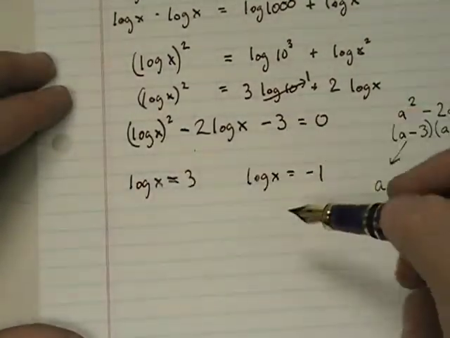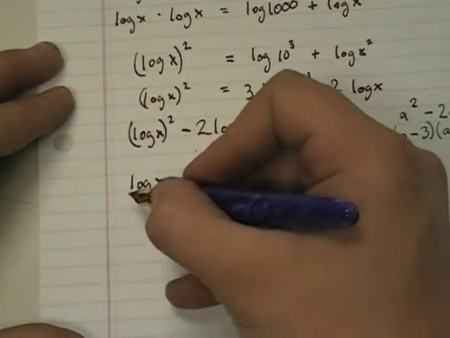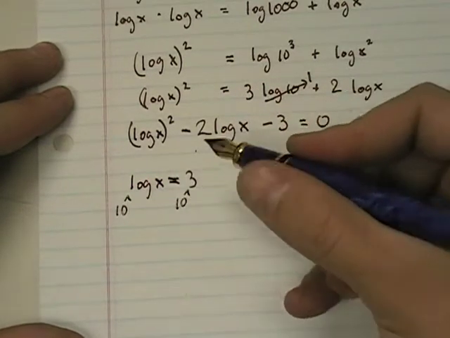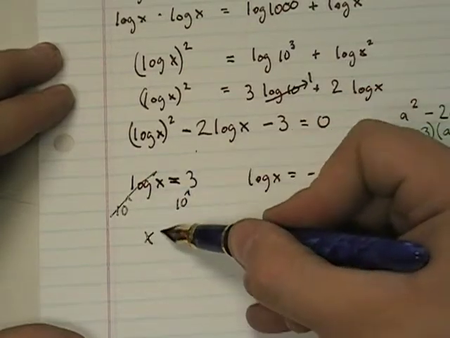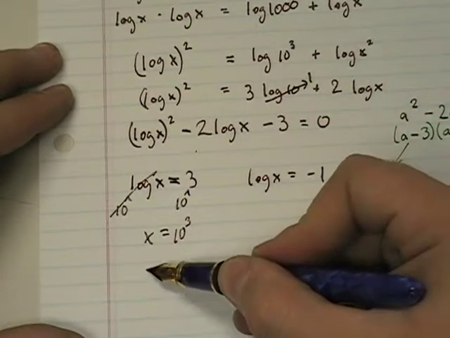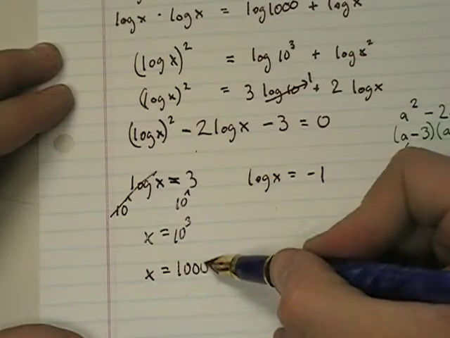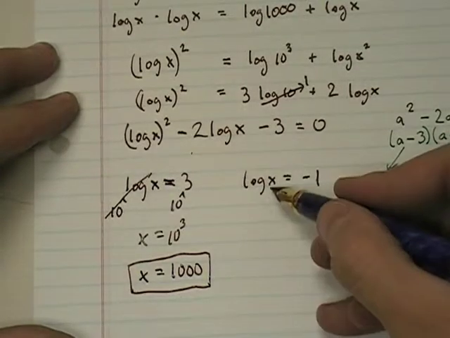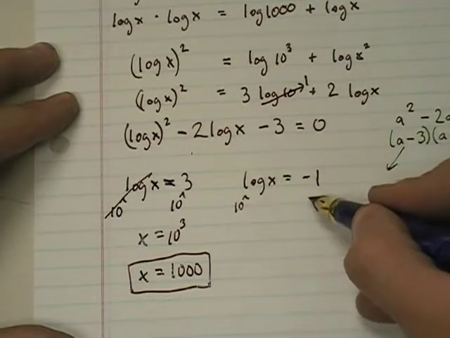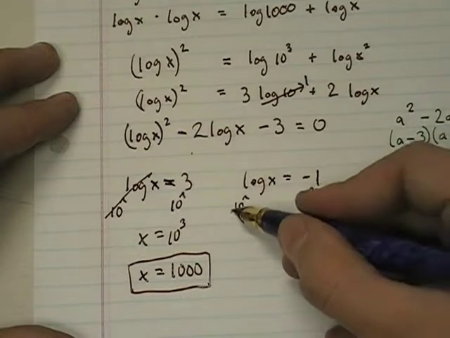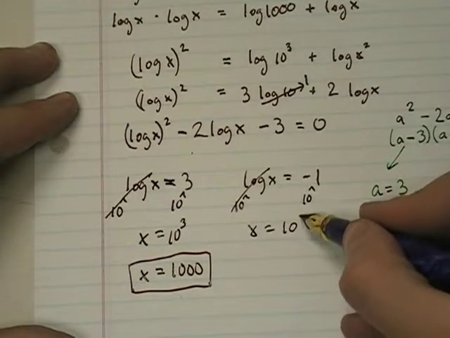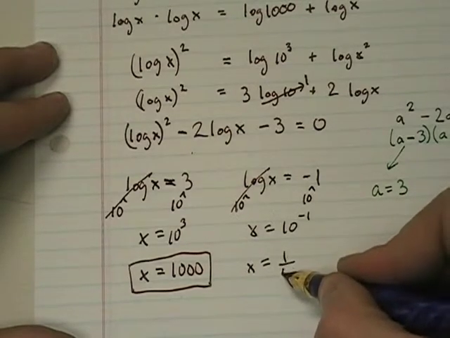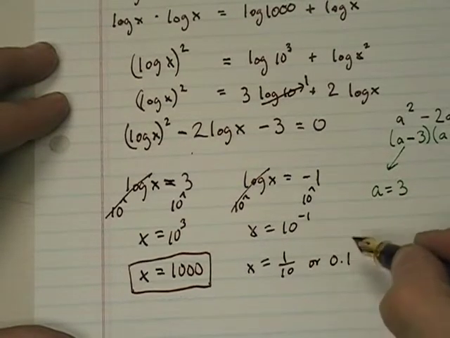Solve these two equations. I'll start with log of x equals 3. The base is 10, so I take the anti-log of both sides, and I get x equals 10 to the third, which is x equals 1000. And then over here, I take the anti-log of both sides, since it's log base 10, and I get x equals 10 to the negative 1 power, which is x equals 1/10 or 0.1.